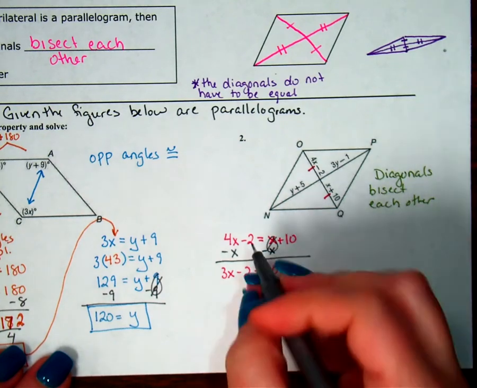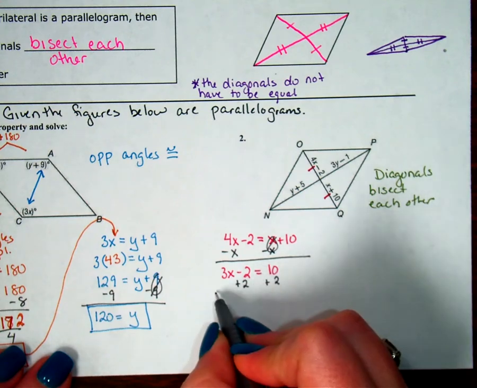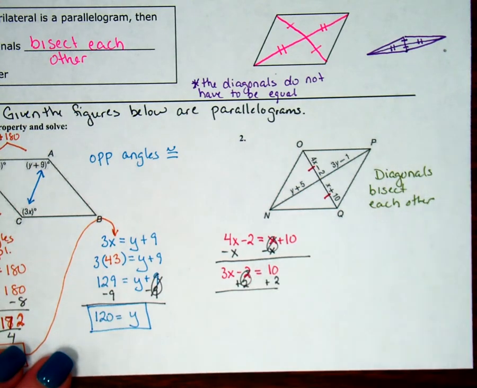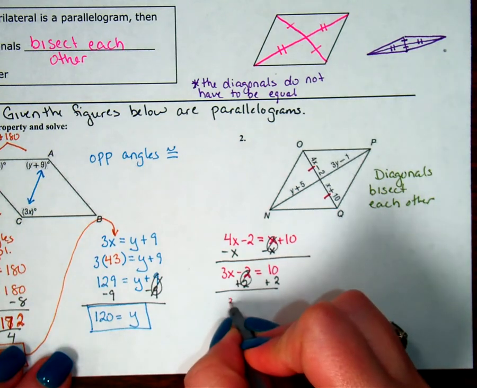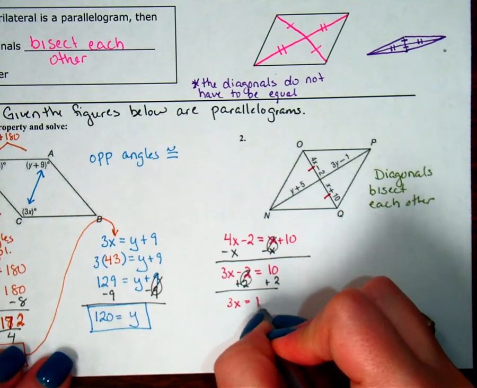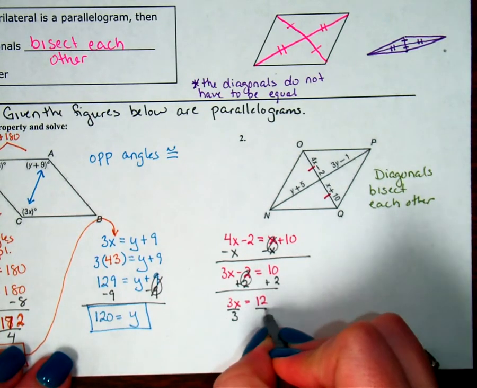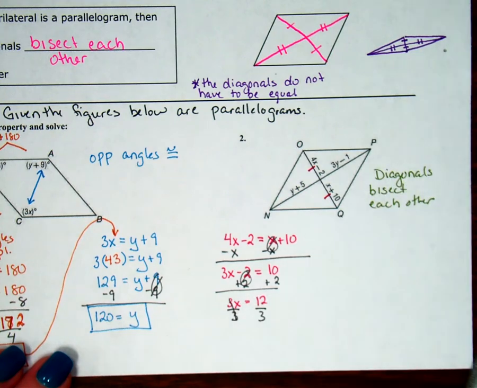Add 2 to both sides. 3x plus 0 is 3x equals 10 plus 2 is 12. Divide both sides by 3. And 1x equals 4.